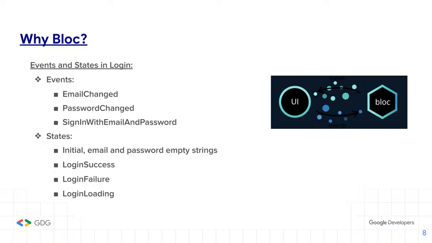the sign in button. That is when the API is being called. Now notice the figure that I have here. It's like a two-way functionality. From the UI, it's calling the Bloc, and from the Bloc, it's calling the UI. And that is how you should be architecting the app if you're using Bloc.